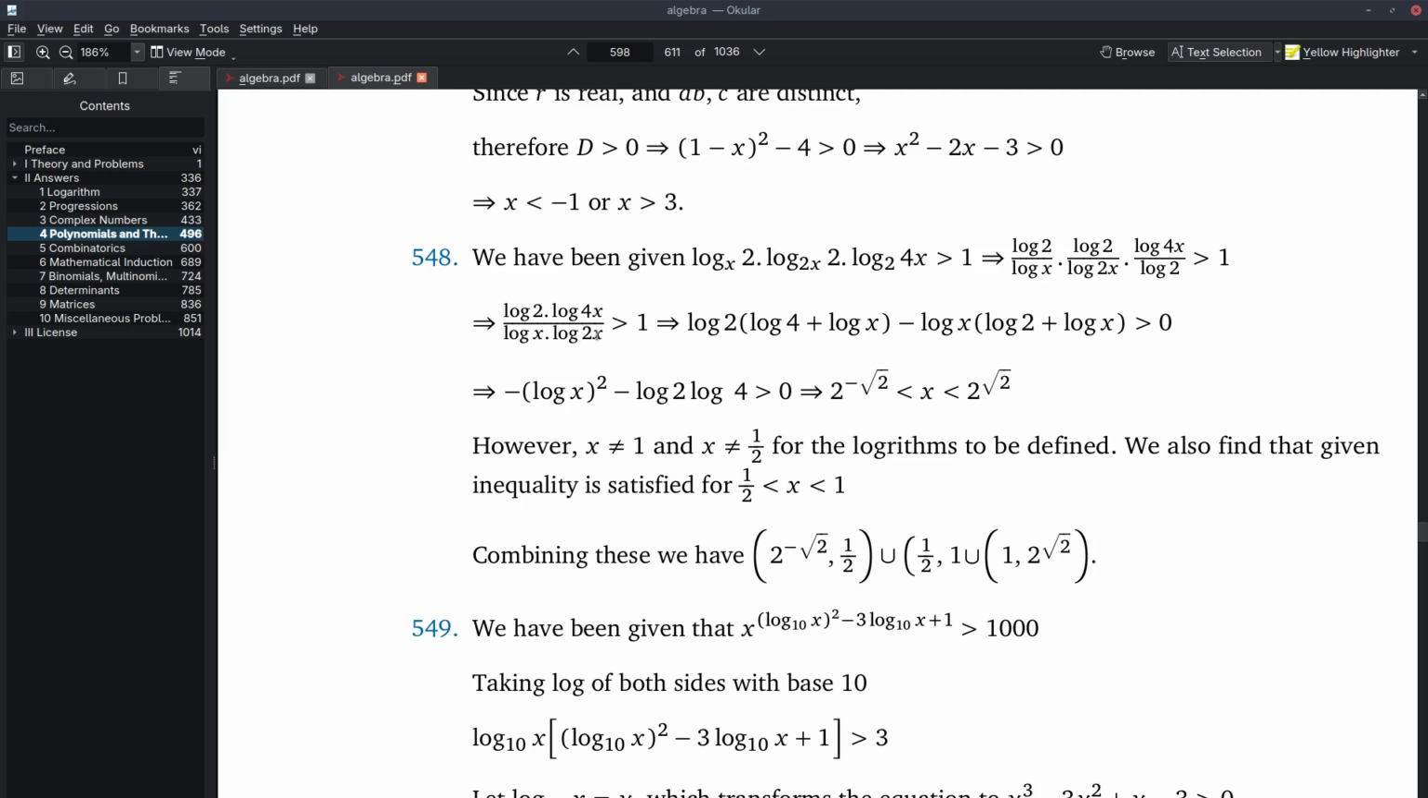which implies that it goes to the right hand side and then we bring it to the left hand side. As subtraction, we get log 2 into log 4 plus x minus log x into log 2 plus log x greater than 0, which translates to minus log x whole square minus log 2 log 4 greater than 0.